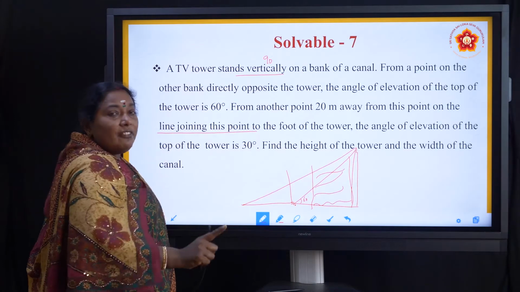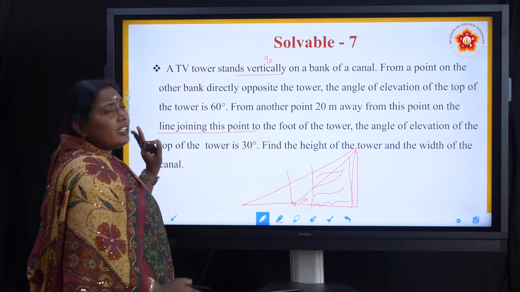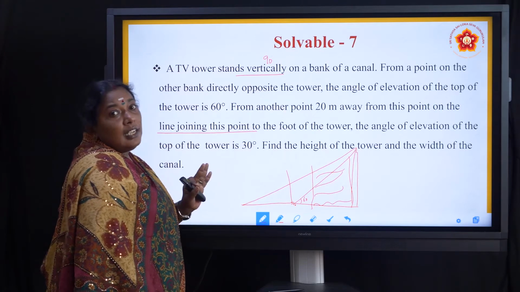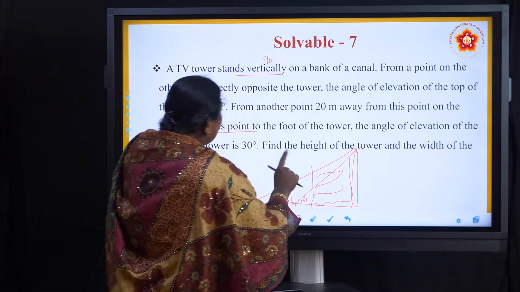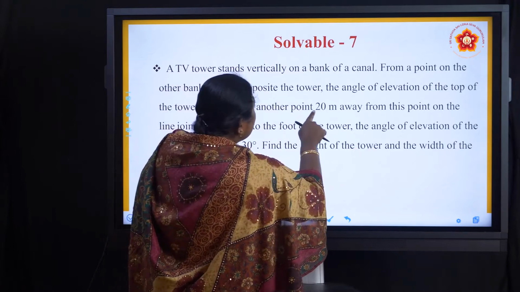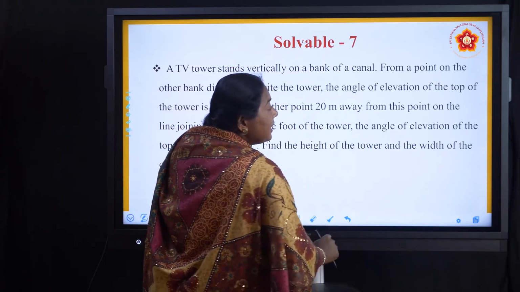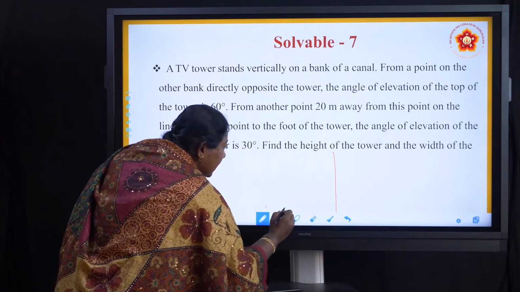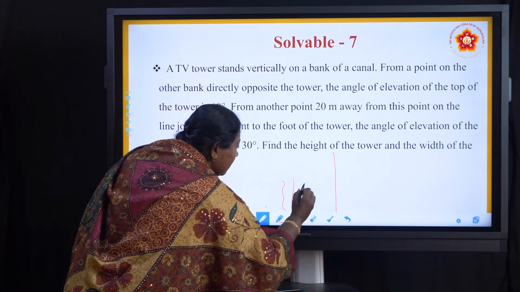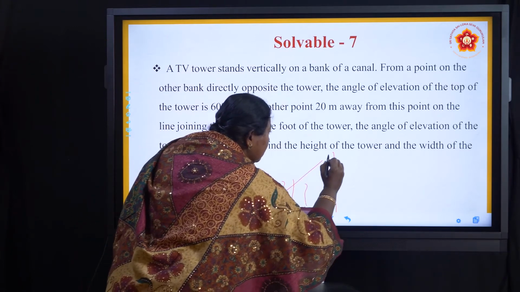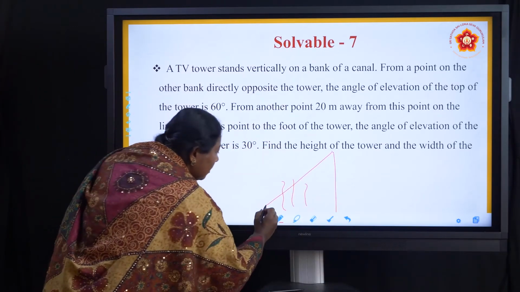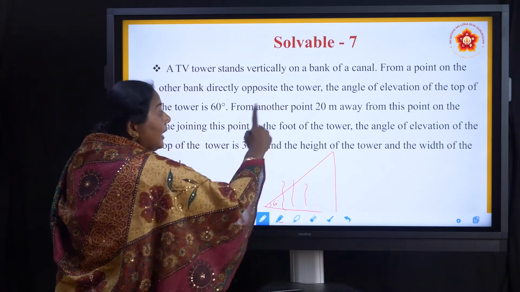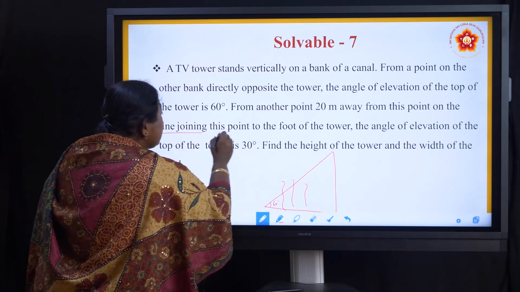You must never leave any word from the question. Each and every word is a clue so that you can reach the answer. So I am reading again. From another point 20 meter away from this point. That means a tower is there, a point here, a canal is there. So from here I am looking at the top. My first point is 60 degree and another point on the line joining.